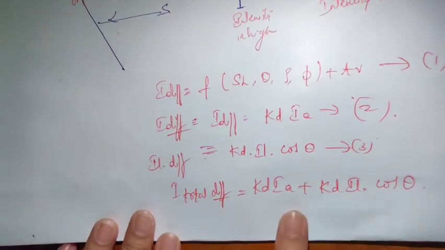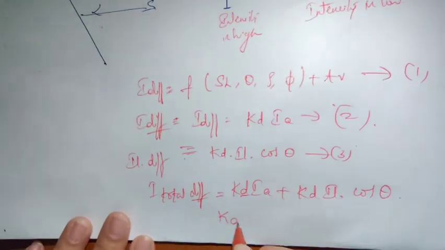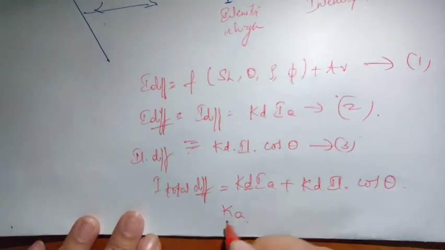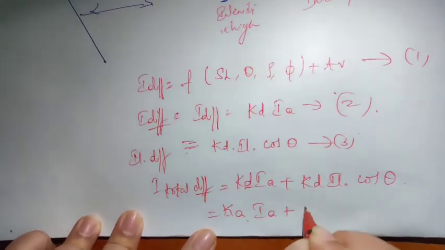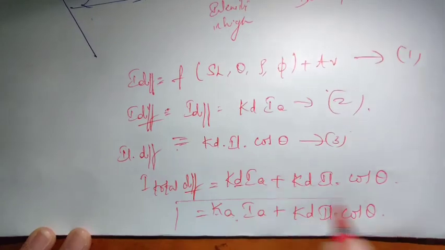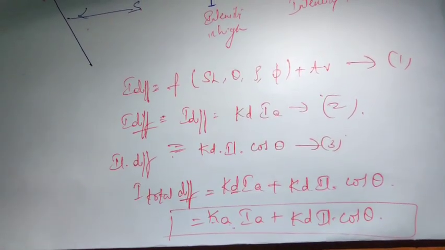In some textbooks, instead of KD they have represented it as KA. What does KA mean? Very simple, the ambient light coefficient. That's it. So KA IA plus KD IL cos theta. Very important concept for your exam. Please go through it properly. So thank you.